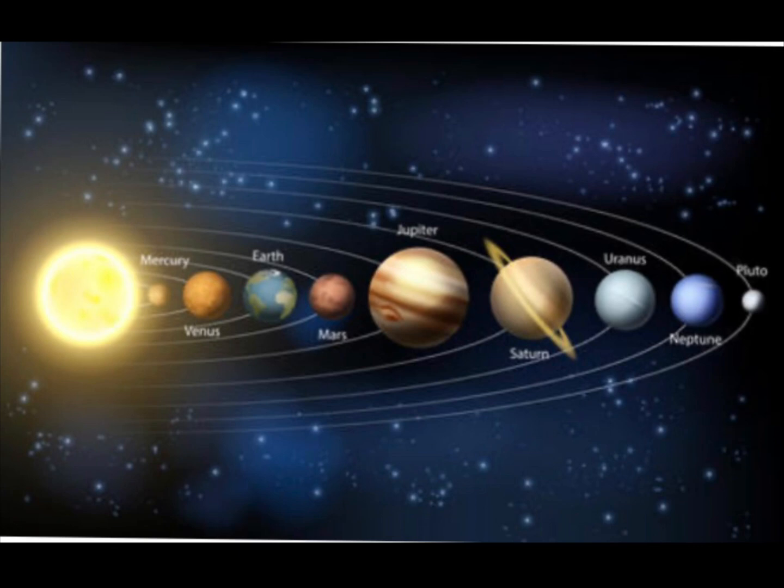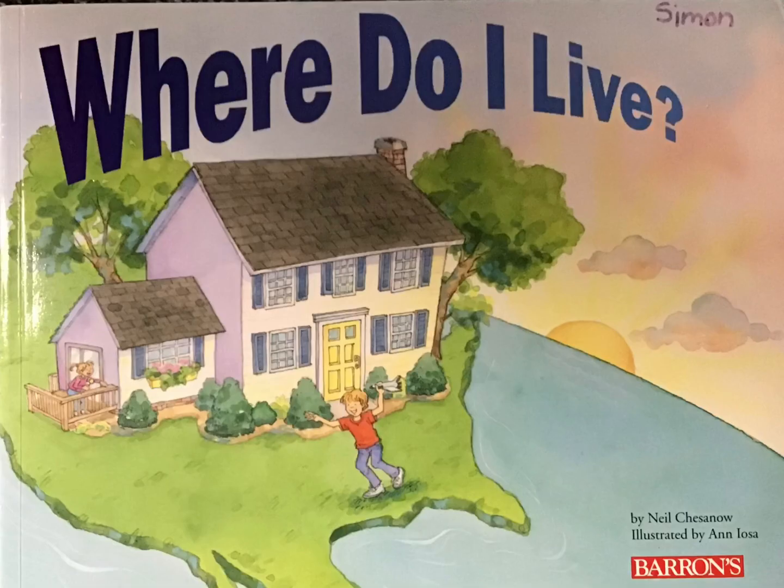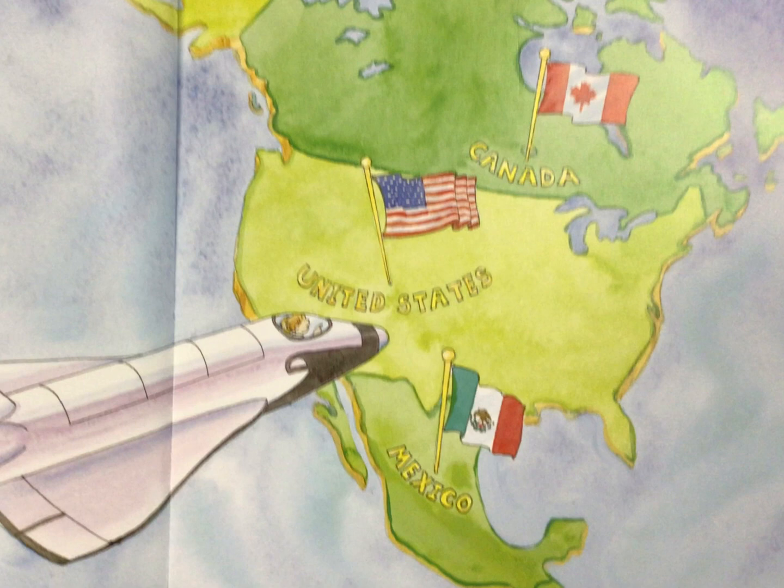All right, it is time to finish this book and complete part 2 of our lesson. Where do I live? So far, we've learned that our city is Temecula, our state is California, and our country is the United States of America. Now, let's learn about our continent.